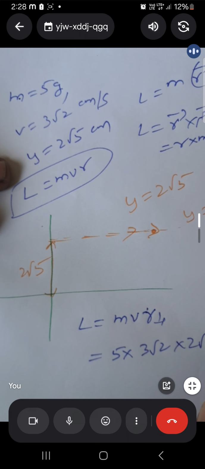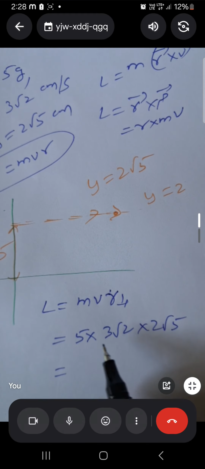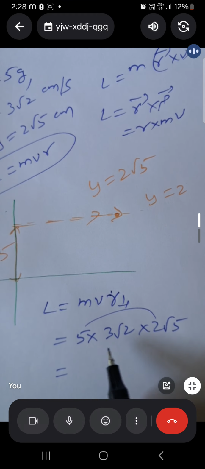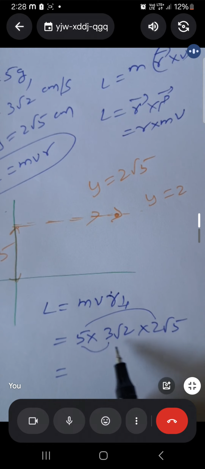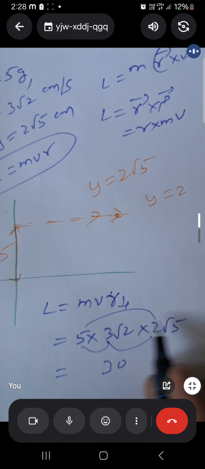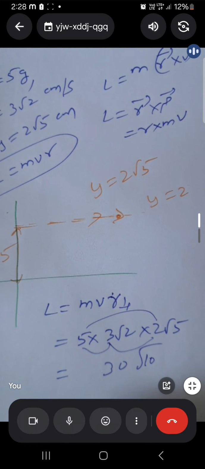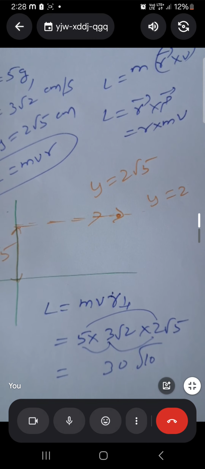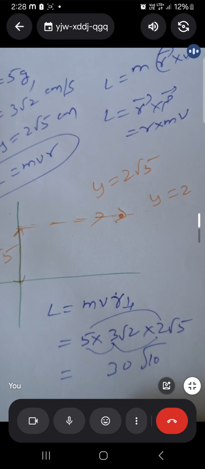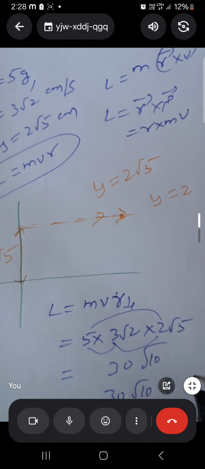Now we can get the answer: 5 threes are 15, 5 twos are 30. 2 root 2 into root 5 is 2 root 10, so 30 root 10. This is option D. Very good. 30 root 10. What is the unit here? Gram centimeter square per second.